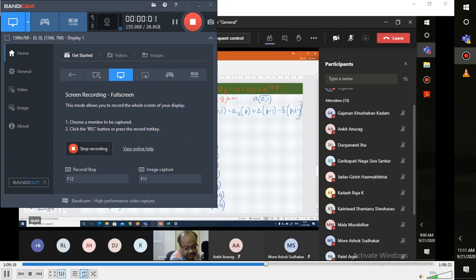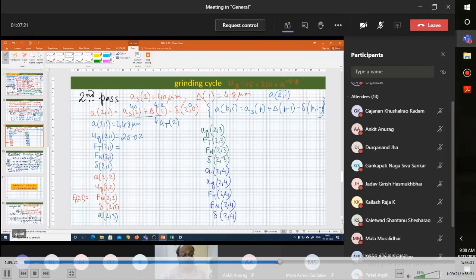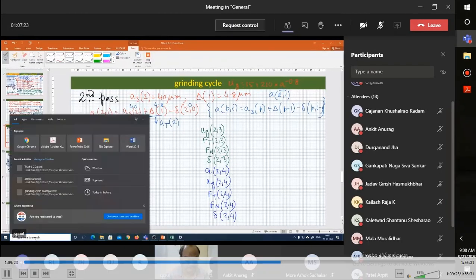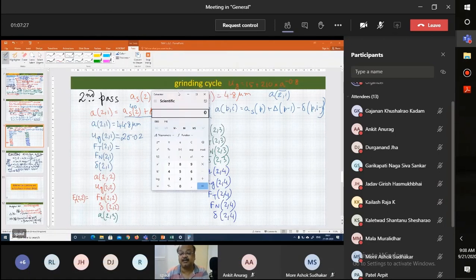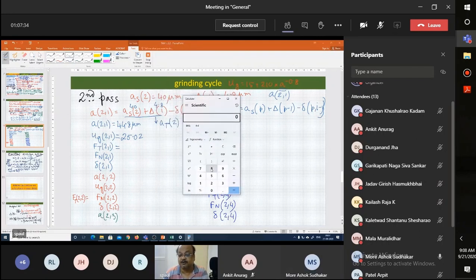Try. I do not know whether More will be successful or not. Please let me try. This looks like a scientific calculator. Can you see this, More? Hello. Yes, sir.